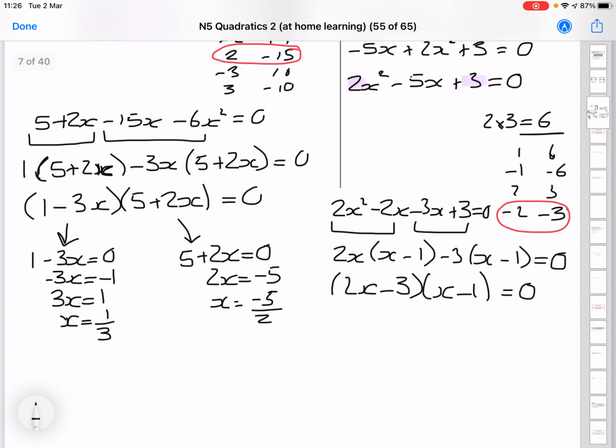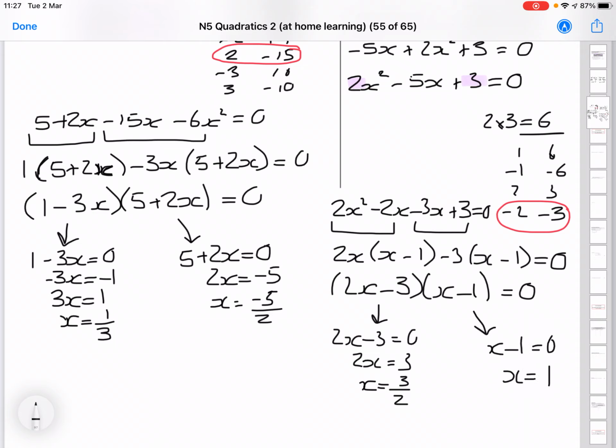So solving this, we now get 2x minus 3 equals 0. So 2x equals 3. X equals 3 divided by 2. And the second one, we get x minus 1 equals 0, so x equals 1.